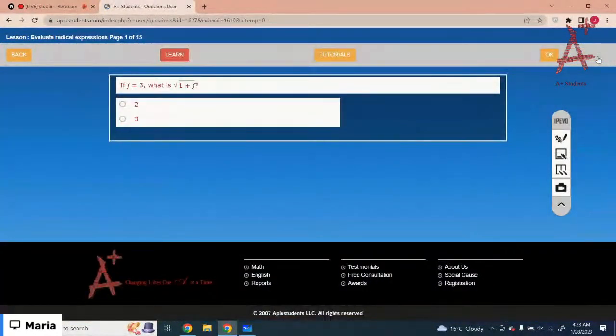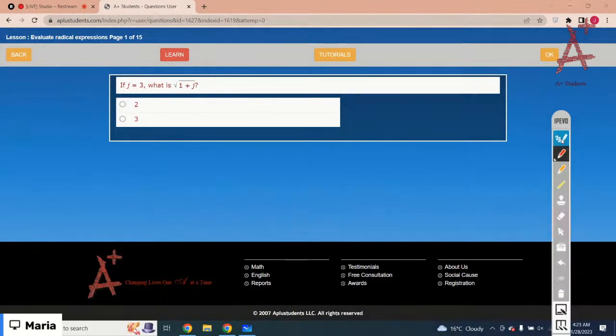Okay, let's start with the first one. If j equals 3, what is the value of square root 1 plus j? Got it? So just replace the variable j with the value. It would be 1 plus 3. 1 plus 3 is square root 4. Got it? So you can write 4 as 2 times 2. You can write it as 2 squared. So the square and square root cancel out each other and you are left with 2. Got it?